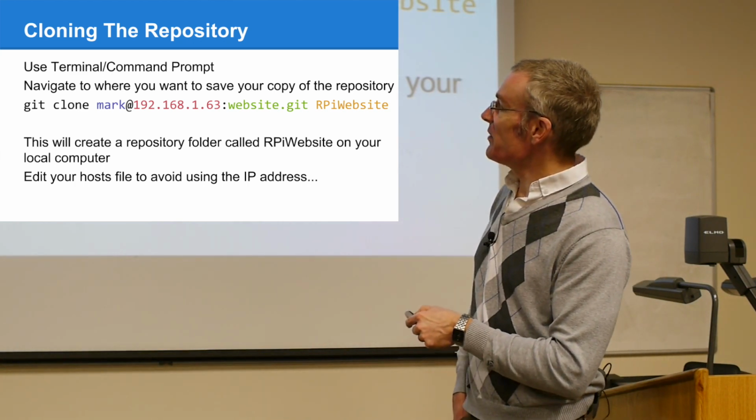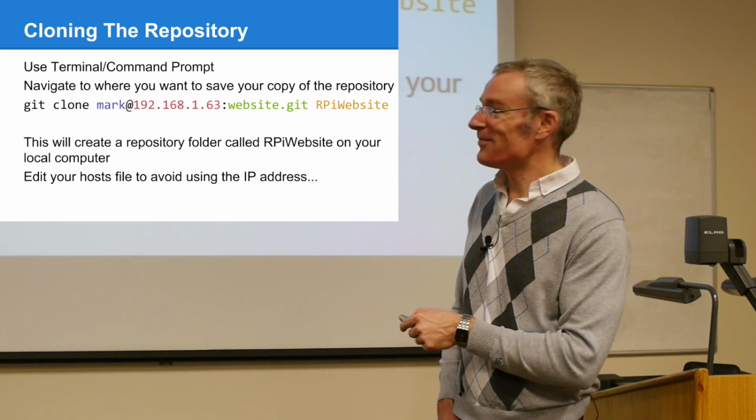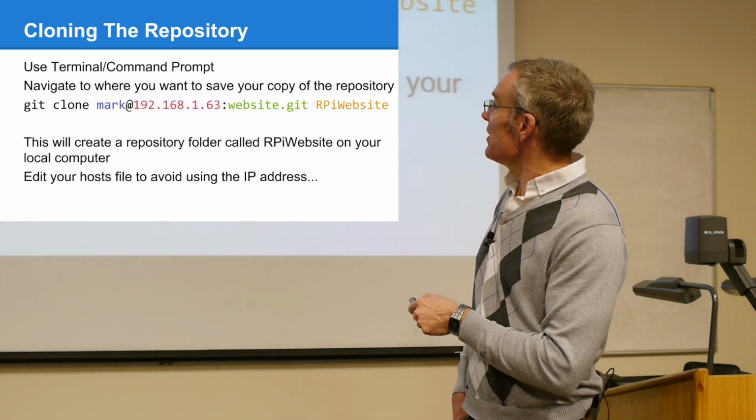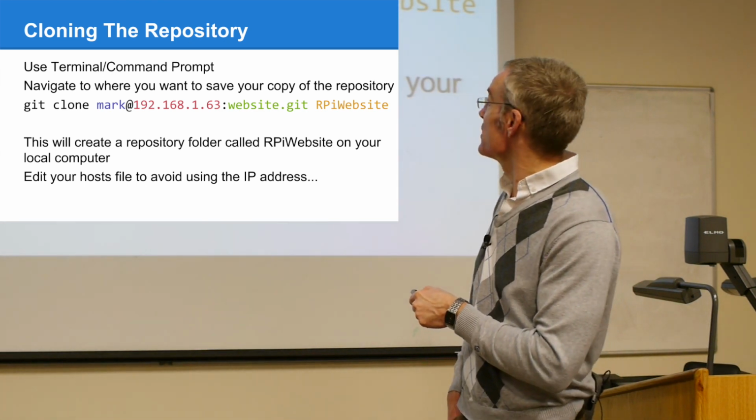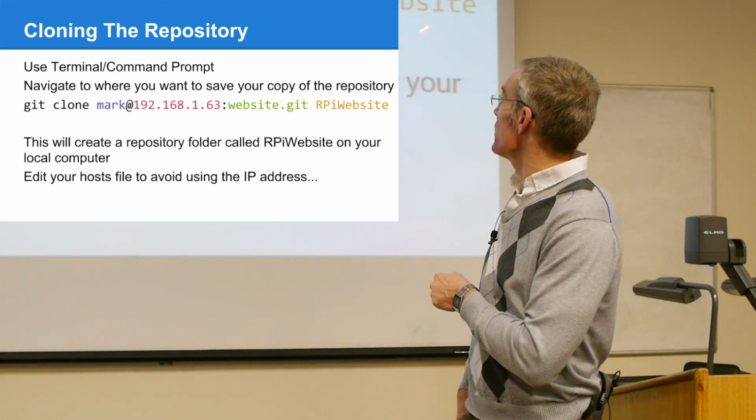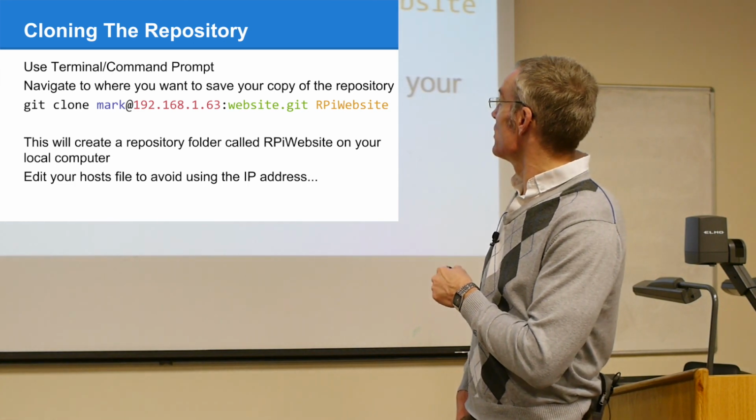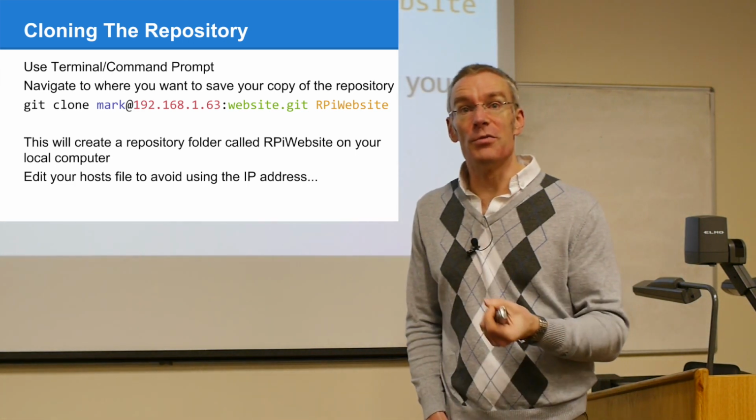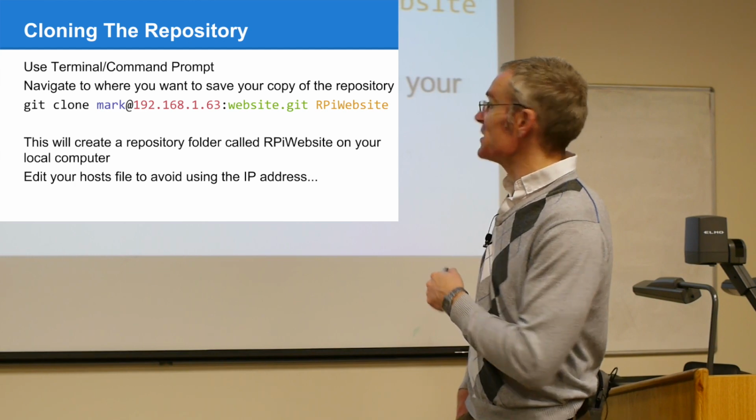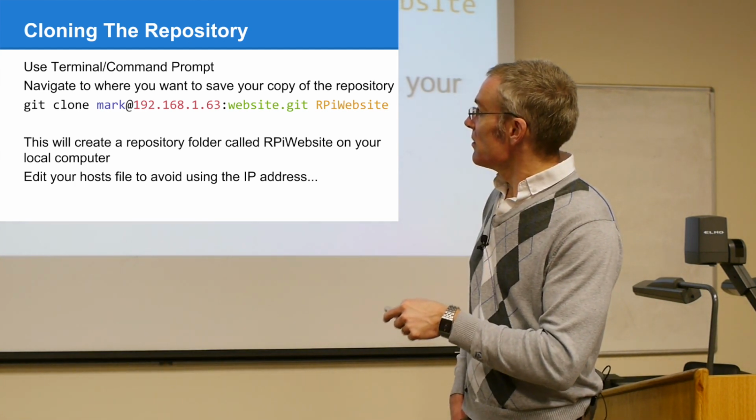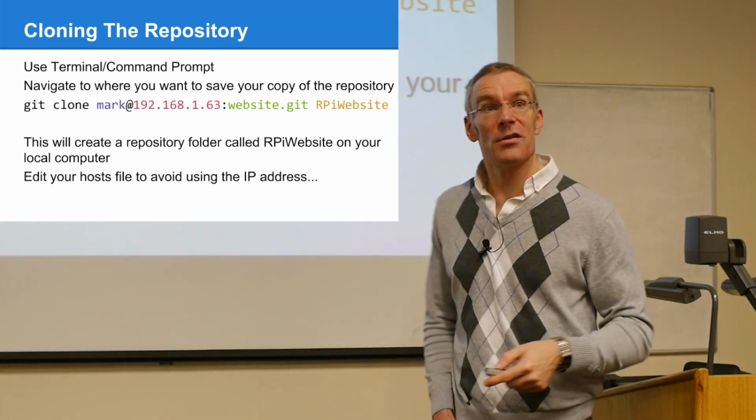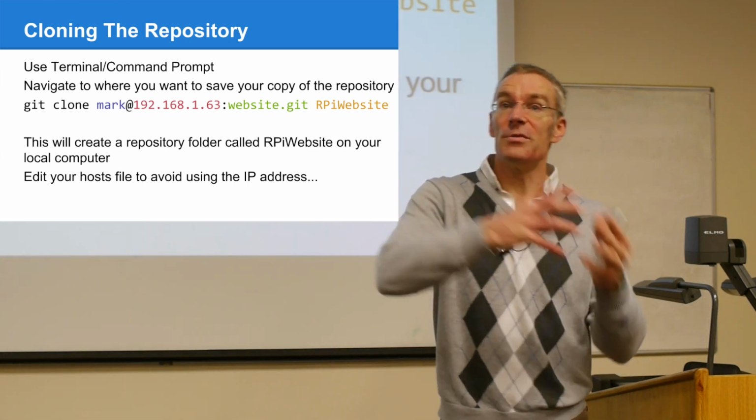Okay, so there's my domain name. There's the address of my server. There's the colon. There's my Git folder, which is a shortcut, really, isn't it? And that's the name I want to call the repository on my local computer. So when I look at my repository on my local computer, it'll be the folder called RPI website, and it points to this master repository. So I've cloned that onto my local computer.